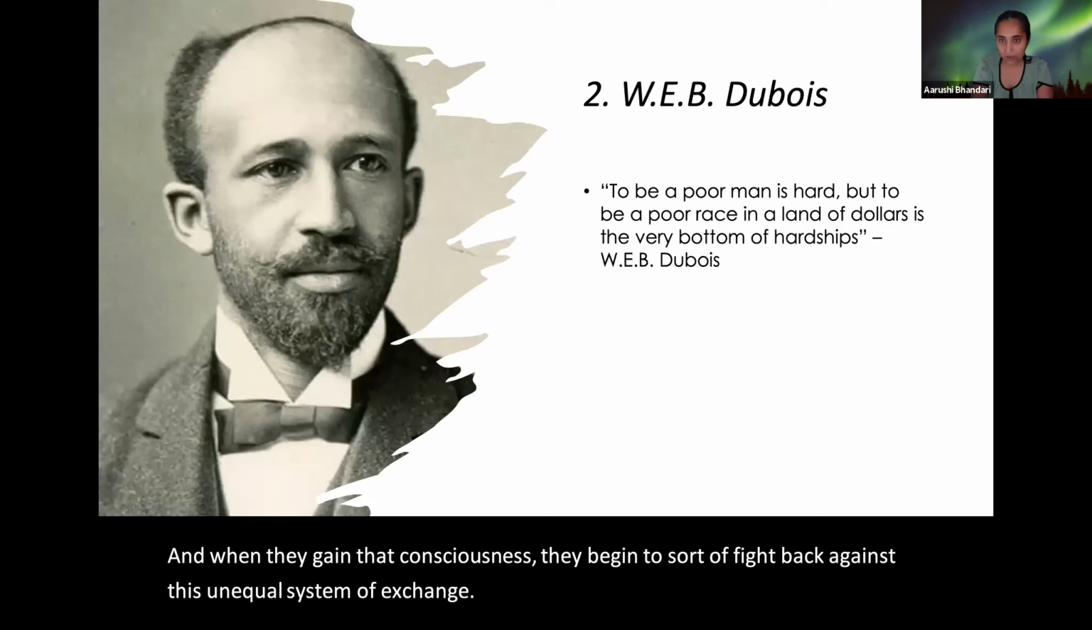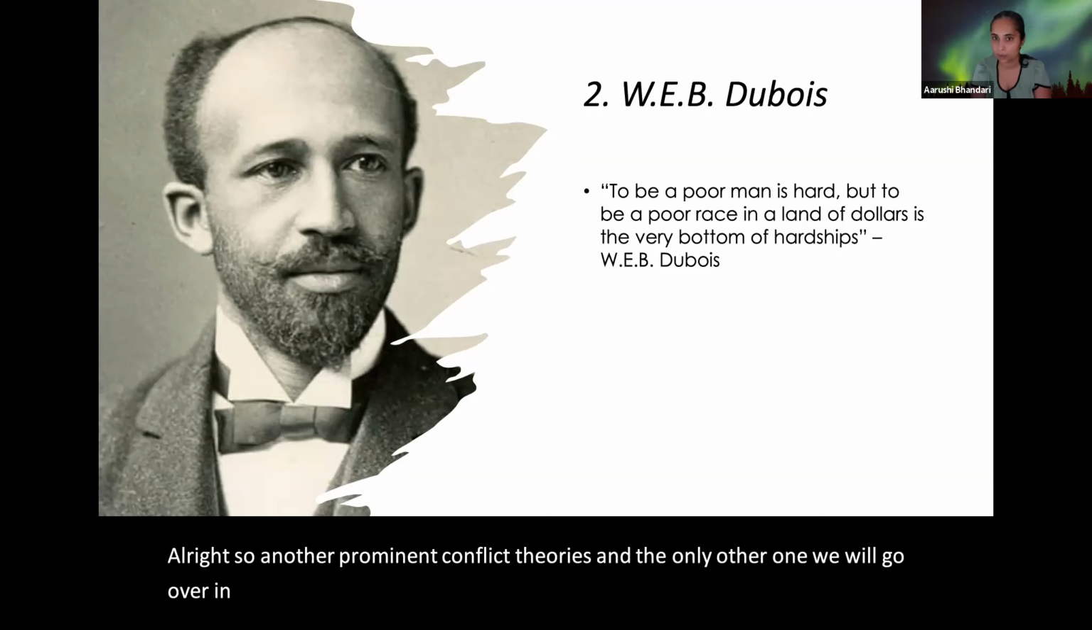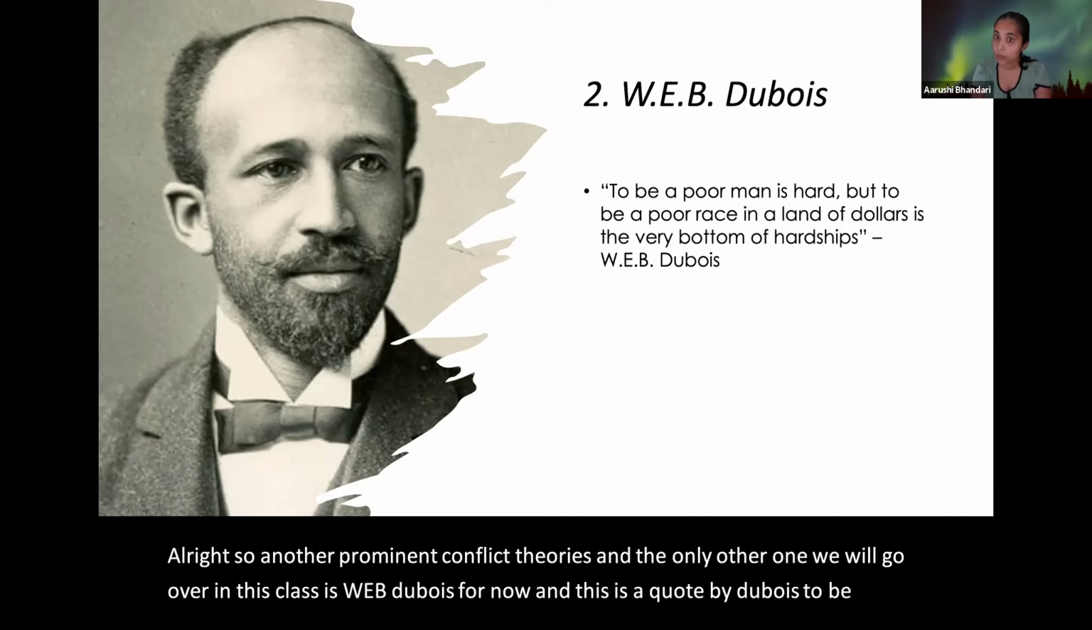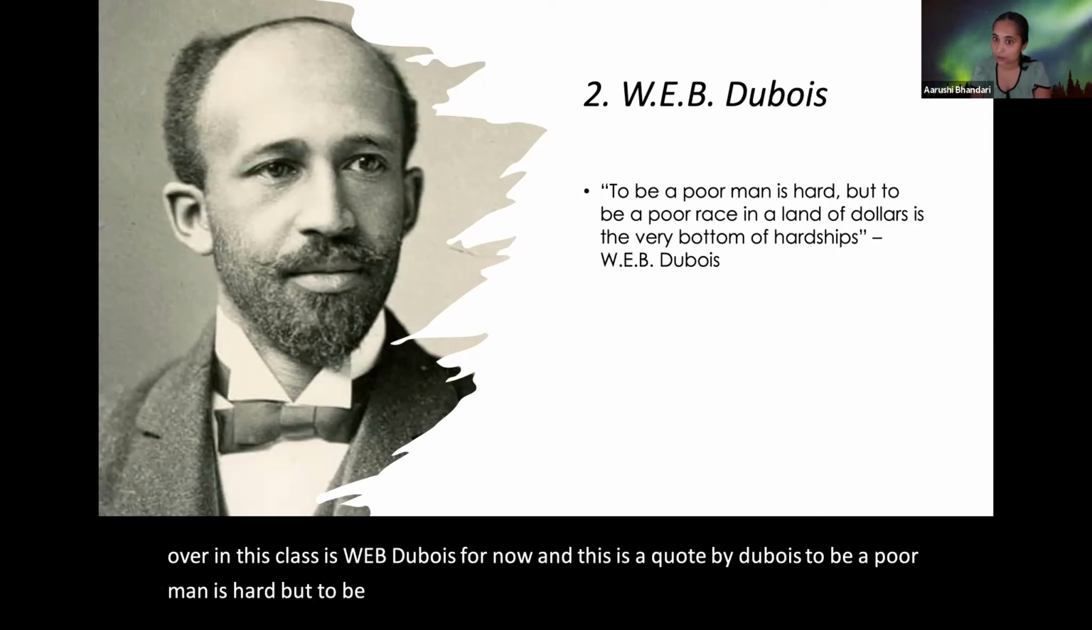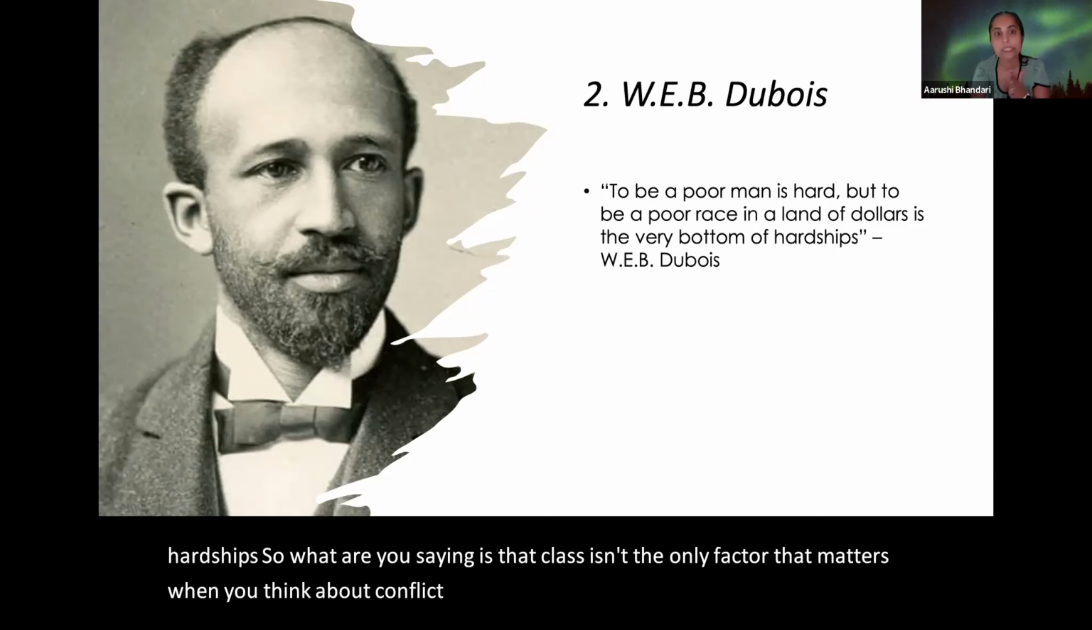All right. So another prominent conflict theorist, and the only other one we will go over in this class, is W.E.B. Du Bois for now. And this is a quote by Du Bois: to be a poor man is hard, but to be a poor race in a land of dollars is the very bottom of hardships. So what he's saying is that class isn't the only factor that matters. When you think about conflict in society, we have to think about it intersectionally.